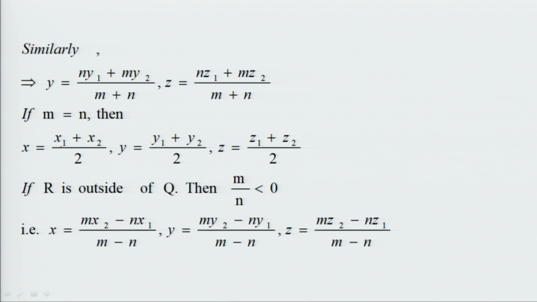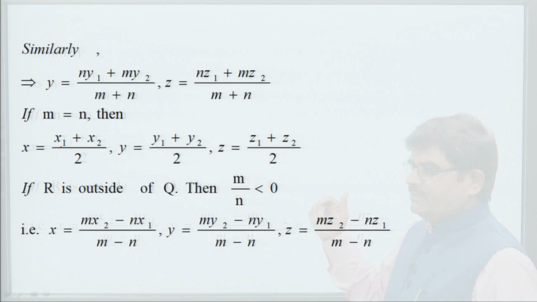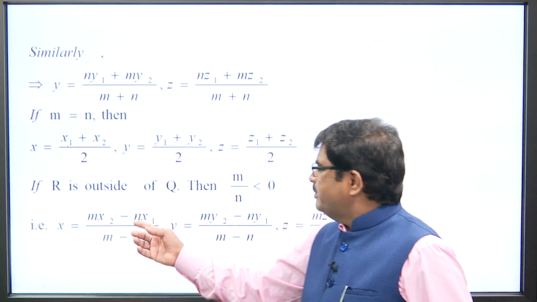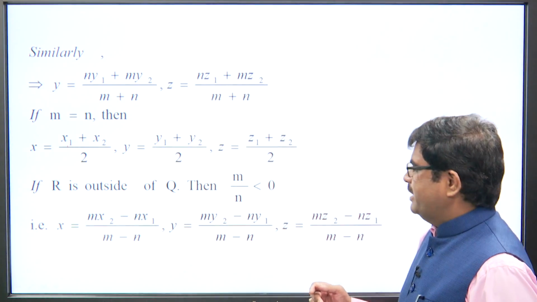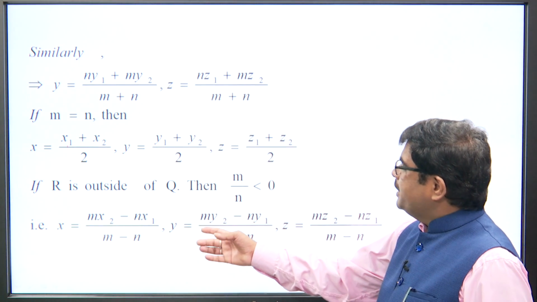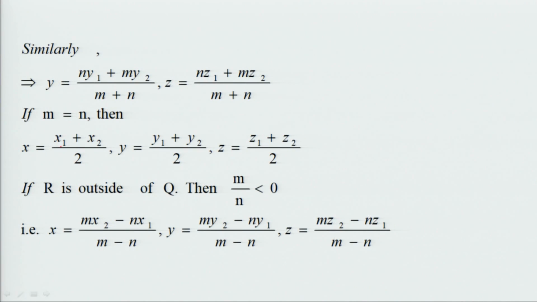The second case is if R is outside of PQ, meaning the ratio m upon n is less than 0. Then x equals (m x2 minus n x1) upon (m minus n), y equals (m y2 minus n y1) upon (m minus n), and z equals (m z2 minus n z1) upon (m minus n).